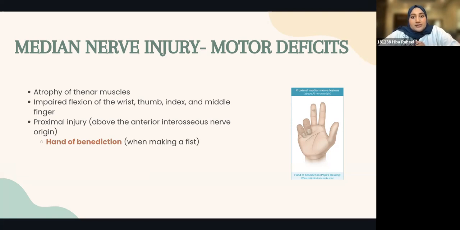In addition to that, it also supplies the flexors of the wrist and the thumb, the index finger, and the middle finger. So the flexion of the fingers would be damaged. You'll have a proximal injury as well, above the anterior interosseous nerve origin. If it's a proximal injury, for example a supracondylar fracture of the humerus, it's going to lead to hand of benediction when making a fist. Okay. Yes, the thenar muscles are the ones that are under your thumb over here, and the hypothenar are the ones that are under your pinky.